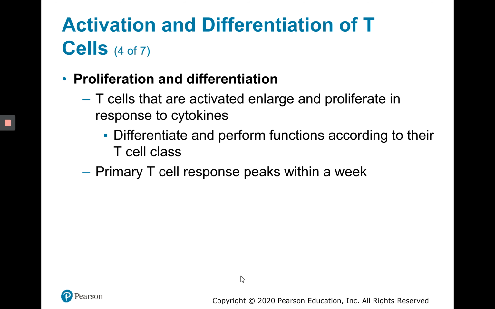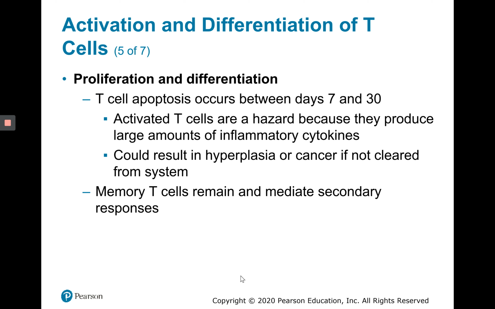Primary T cell responses peak within a week. T cell apoptosis would occur between about day 7 and 30 after the initial peak. Activated T cells are a hazard because they produce large amounts of inflammatory cytokines, so we'd want to eventually shut this off. That inflammatory cytokine production, if it goes unchecked, could result in hyperplasia or cancer if it's not cleared from the system. Memory T cells, however, would remain and mediate a secondary immune response.